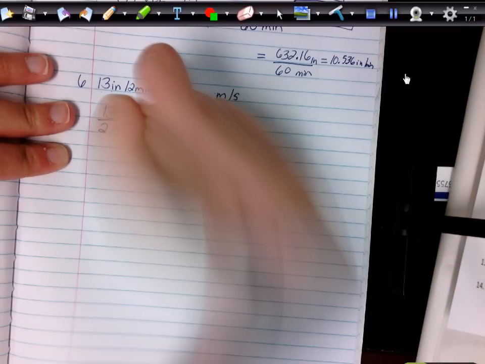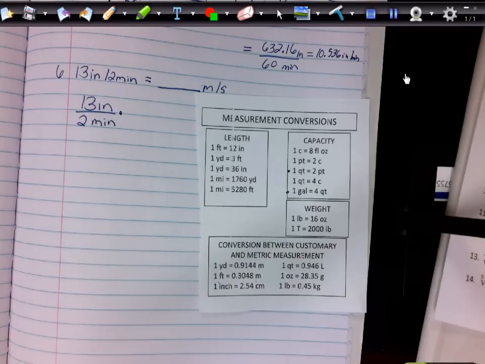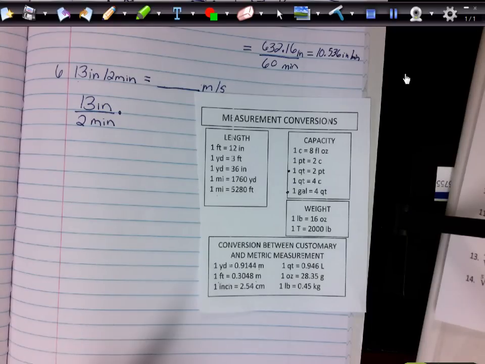So first thing we want to look at are what are our conversions for getting inches to meters. So I'm going to look on my conversion sheet, and I'm going to go inches, and I'm going to look for inches.